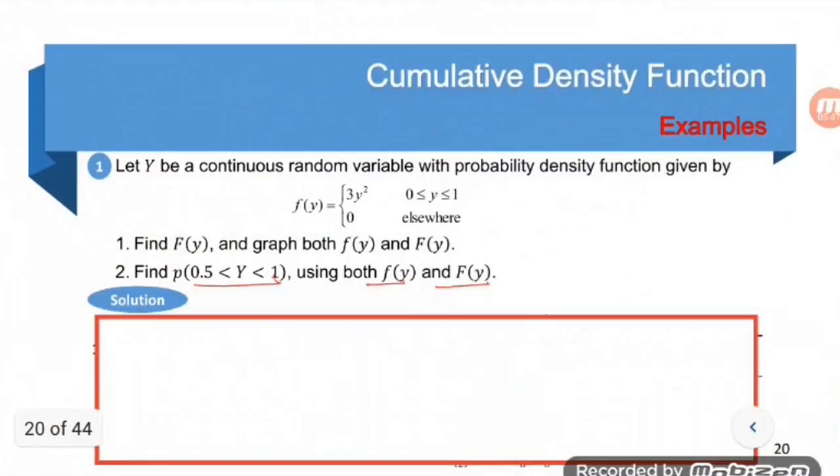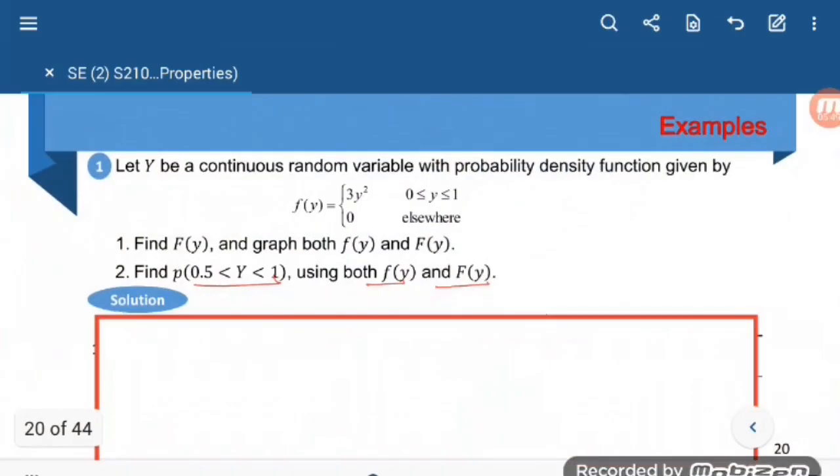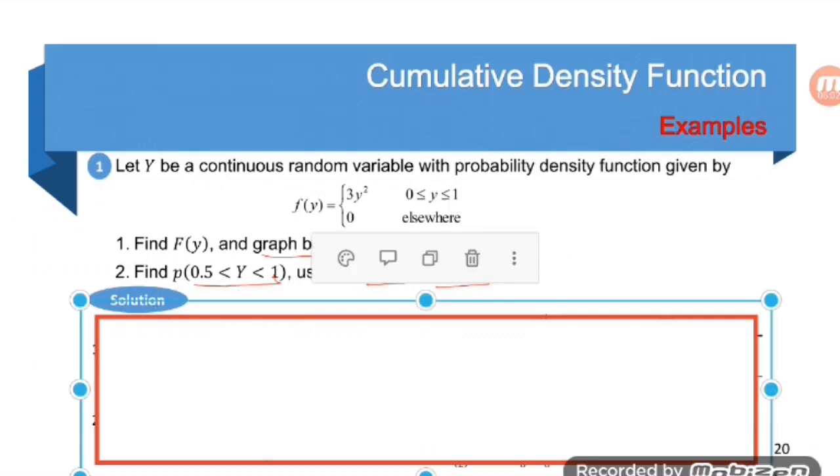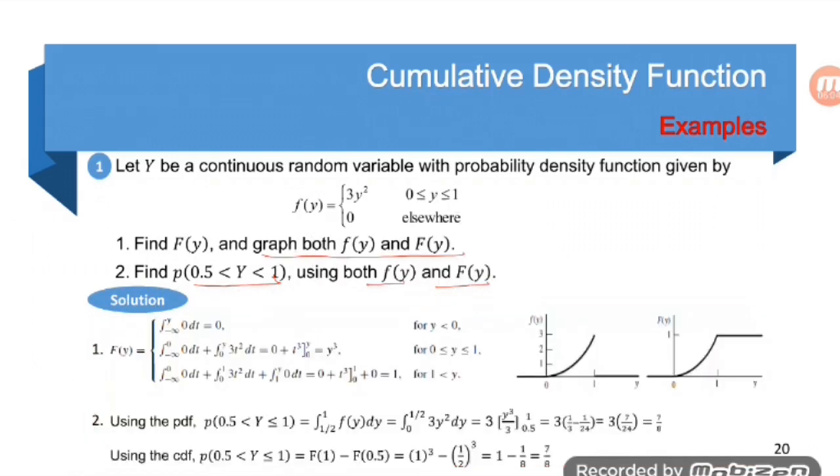We still need, in the first one, to graph both the PDF and the CDF, and I don't want you to be worried about graphing. The graphing will not be a task that I may ask you to do. So if we find the final answer here, this will be the graph of the PDF and here the CDF for such a distribution.